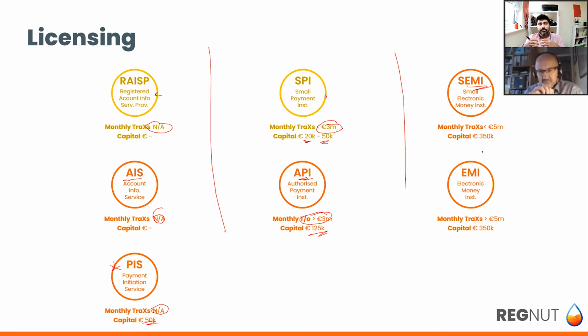Obviously, because of the nature of the activity, the regulated activity is a bit more risky because you're holding money, so the capital requirement goes up to 350K. And then you have a small EMI if your monthly transactions are less than 5 million, and a full EMI license if it's more than 5 million.